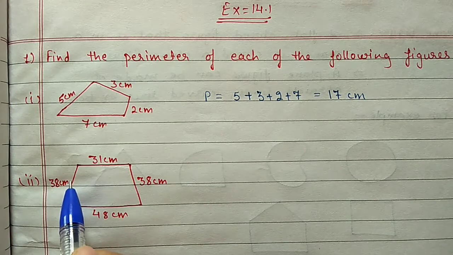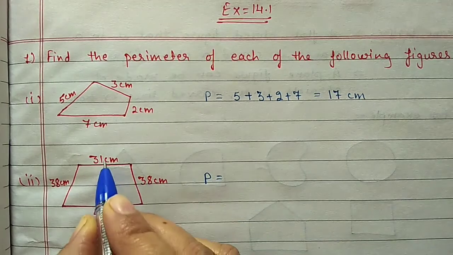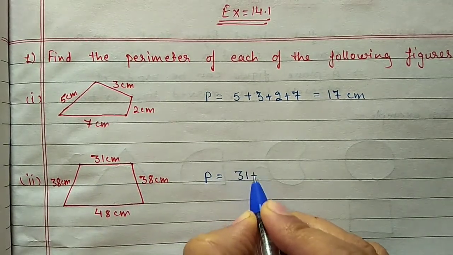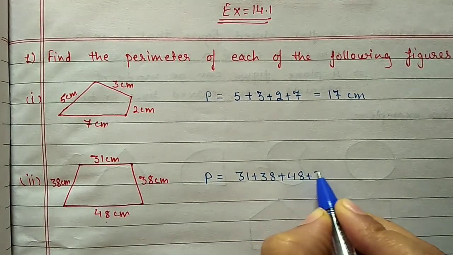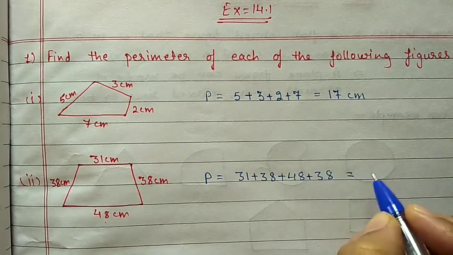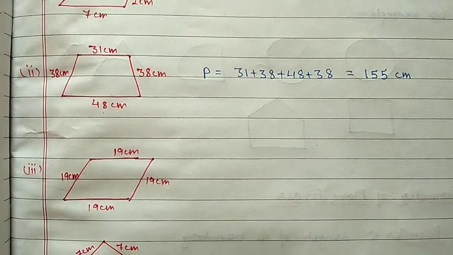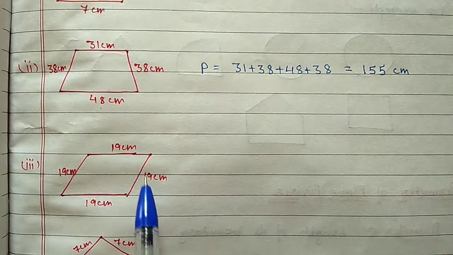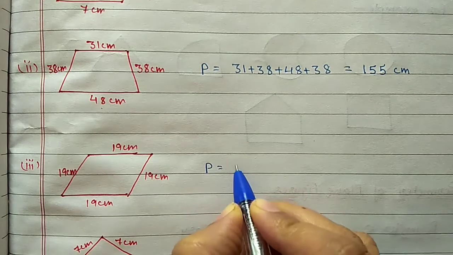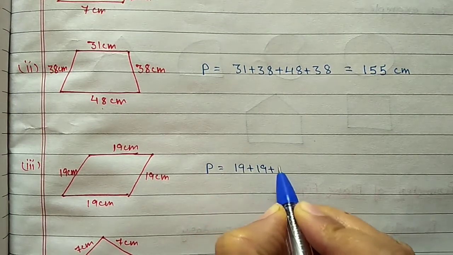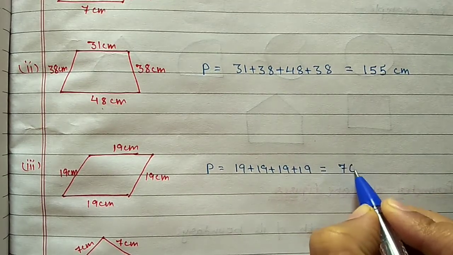The next figure is also a quadrilateral, 4 sides are there. Then the perimeter of this figure will be the sum of all the sides, 31 plus 38, then plus 48 and 38. After adding all the sides we get 155 centimeter. The third figure is a rhombus with sides 19, 19, 19, 19. All the 4 sides are 19. So 19 plus 19 plus 19 plus 19 is equal to 76 centimeter.